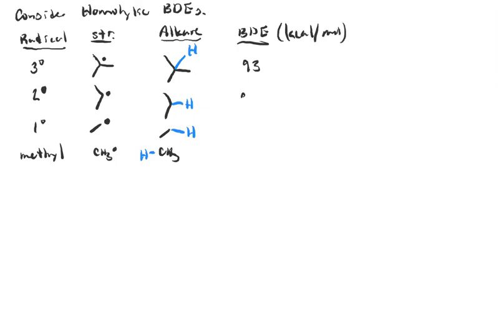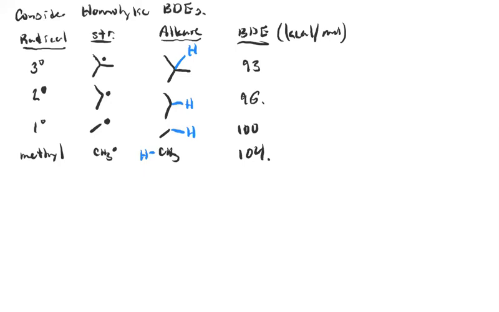Then comes the secondary, right? Then comes the primary, and then finally methyl is 104. Okay, so when I measure homolytic bond dissociation energy, I'm taking the bond of interest, cleaving it homolytically, putting an electron on one atom, putting an electron on the other atom. Okay, in this case, we're talking about cleaving CH bonds homolytically.